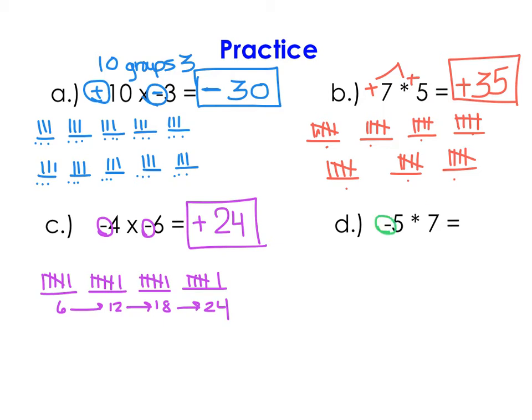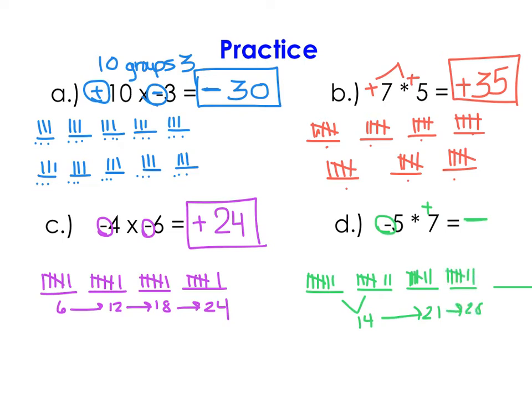So here I have a negative times a positive, 2 different numbers with 2 different signs, so my result is going to be negative. Then I have 1, 2, 3, 4, 5 groups of 7. So there's a second group, so that accounts for 14. Then I add on 7 more, that's 21. 7 more gives me 28. And 7 more gives me 35. So negative 5 times positive 7 is a negative 35.